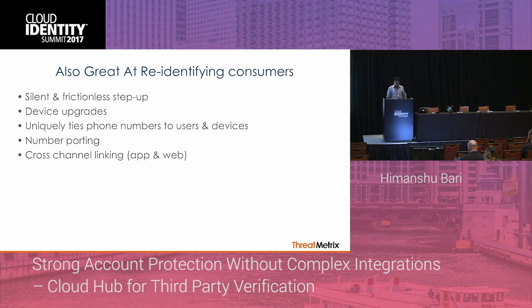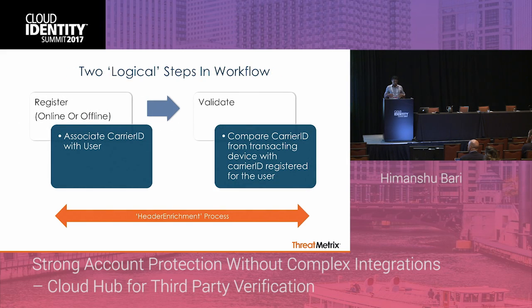I know it's a little bit of a mind twister to know how it actually works end to end. So I'm going to go through this process again in two steps. There are basically two logical steps to using this carrier ID. The first step is to register a user, and the second step is to do the validation in context of the transaction. The registration step is just like when you would register a phone number for doing step-up.